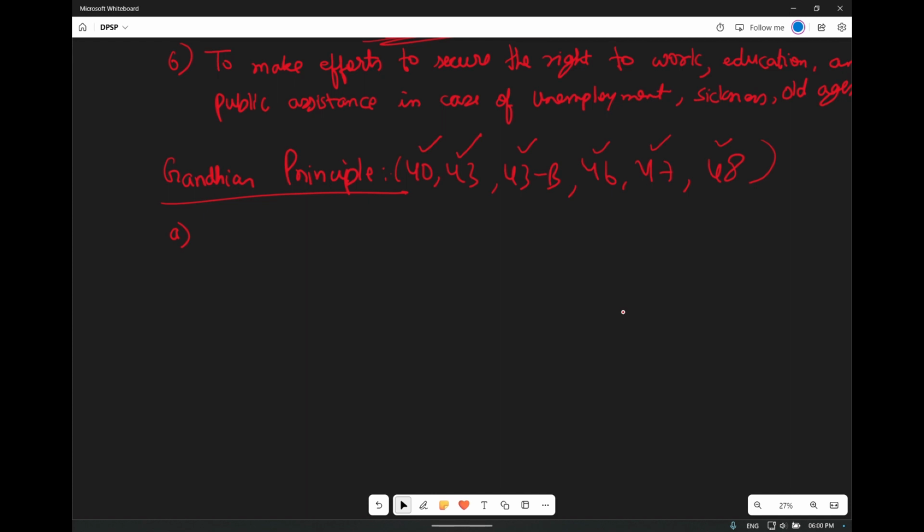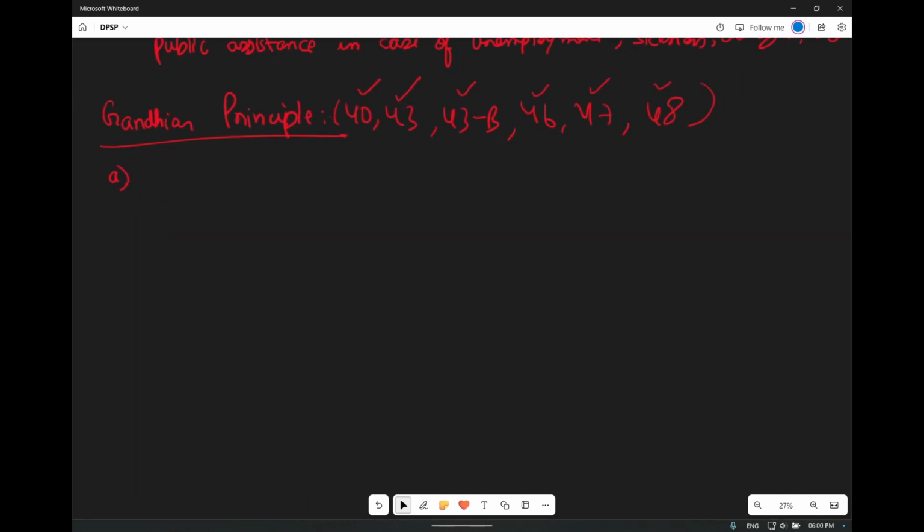So what is included with this article, what this Gandhian principle, whatever they have mentioned, what they exactly tell, that we are going to mention. So these principles are there for the establishment of village panchayats to function as the unit of self government.